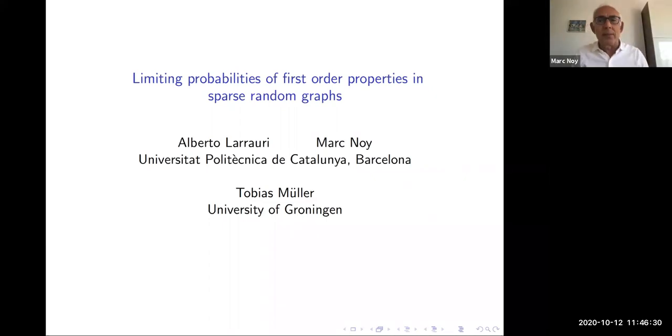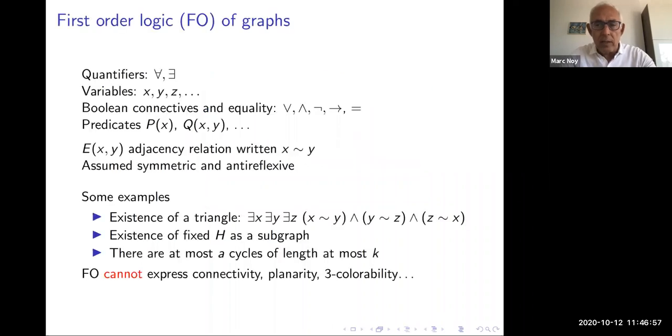Okay, thank you very much. Well, first of all, I'm very grateful and very honored for this invitation. My co-authors are Alberto Larrauri, a PhD student under my supervision, and Tobias Müller from Groningen. My main area of research is combinatorics, but for several years I've been interested in logical properties of random structures. Just to be sure that we are on the same language, of course, all of you know what first order logic is, right? The classical first order logic.